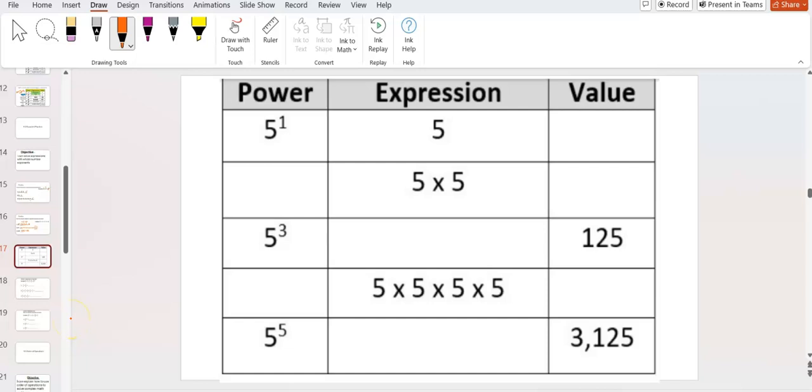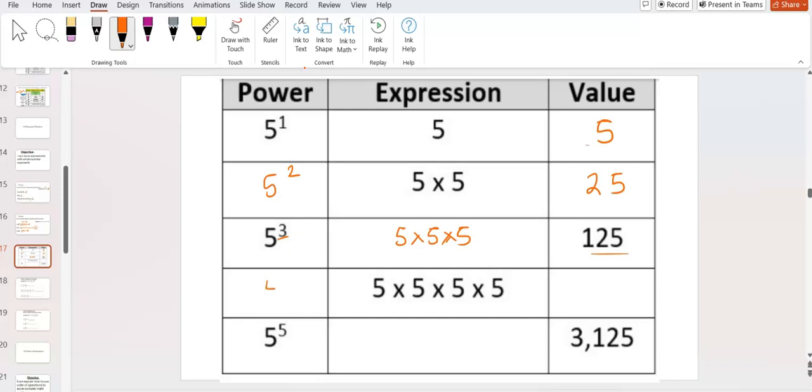All right, in this one, you need to fill in the blanks, fill in these missing pieces. You can pause the video and fill them in yourself, or you can fill them in with me. Basically here I've got 5 to the first power. That's just one singular 5 and its value is 5. Here I've got 5 times 5. That's going to be 5 to the second power, and 5 times 5 is 25. Here I've got 5 to the third power, so I need 3 5s: 5 times 5 times 5. 25 times 5 is 125.